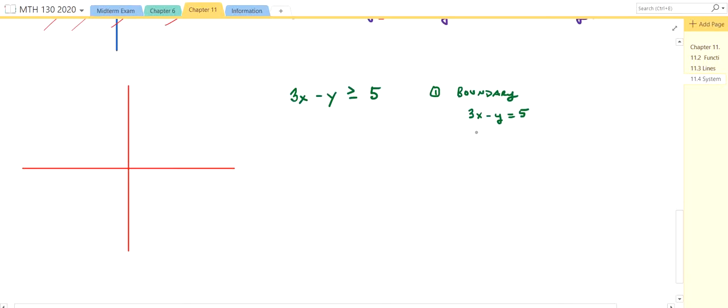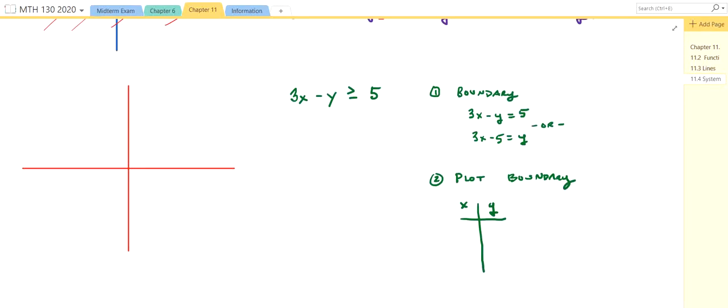And I can rewrite this maybe as 3x minus 5 equals y. If you wanted to, you don't need to do that, but you might find it easier to plot this line, because that's what we're going to do next. We're going to plot this boundary, which means I'll need to set up a table, or I may want to. You don't have to. Maybe you do this in your head. So let's start throwing in some values.